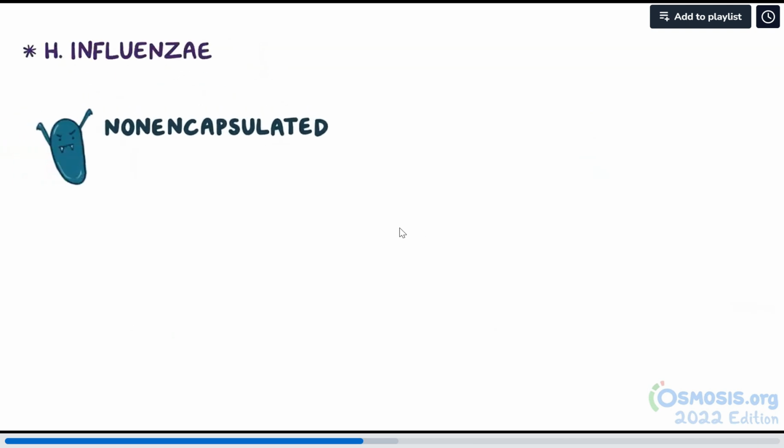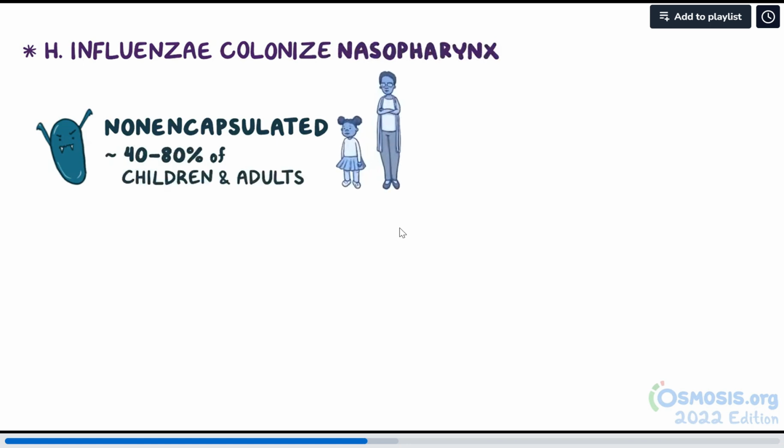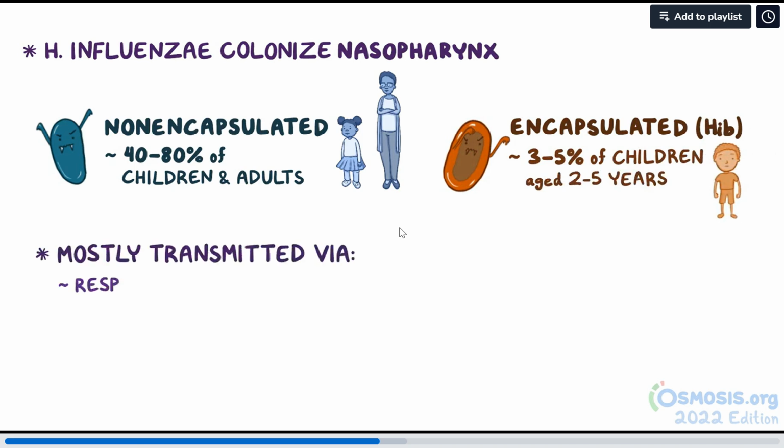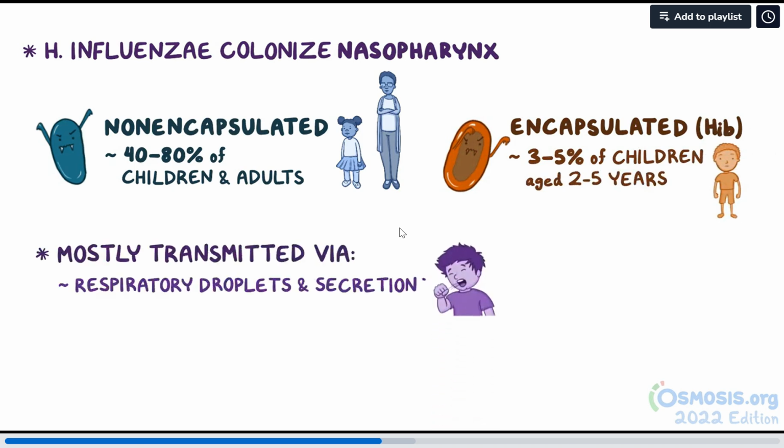Now, non-encapsulated strains of Haemophilus influenzae colonize the nasopharynx of 40 to 80% of children and adults, whereas encapsulated strains, such as HIB, colonize 3 to 5% of children aged 2 to 5 years. Either way, Haemophilus influenzae is mostly transmitted via respiratory droplets and respiratory secretions.